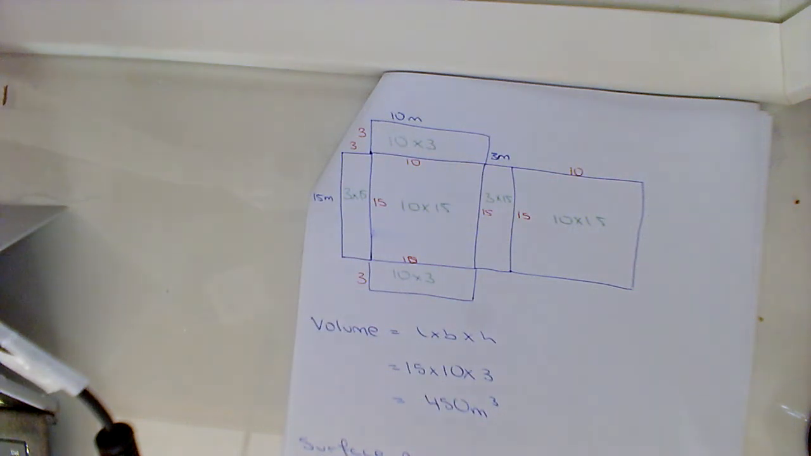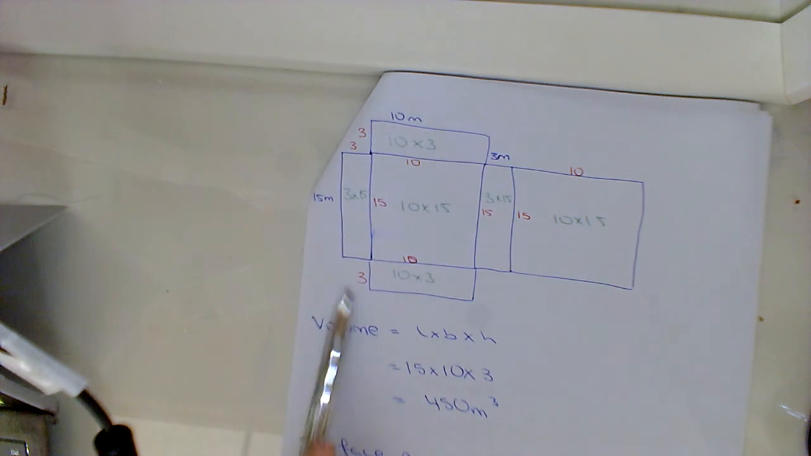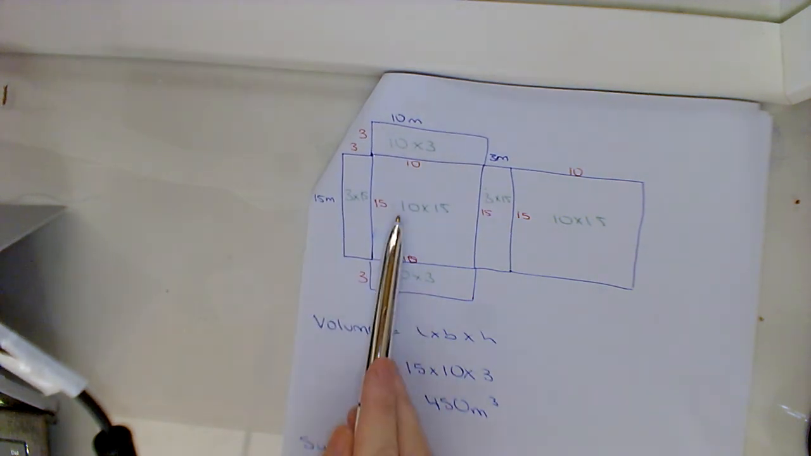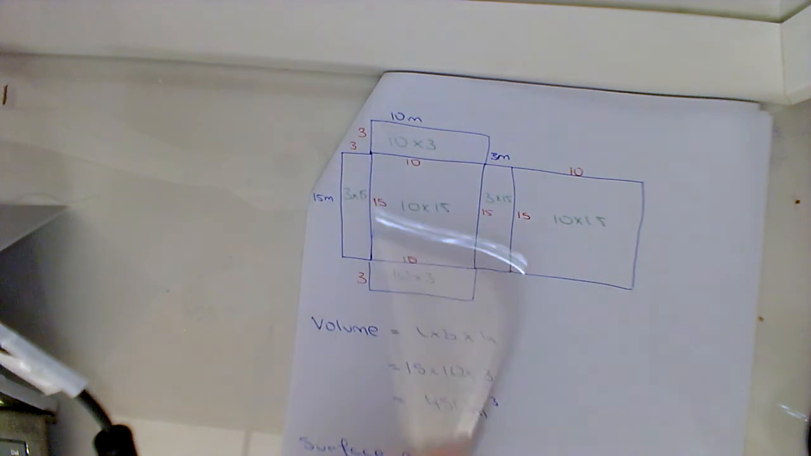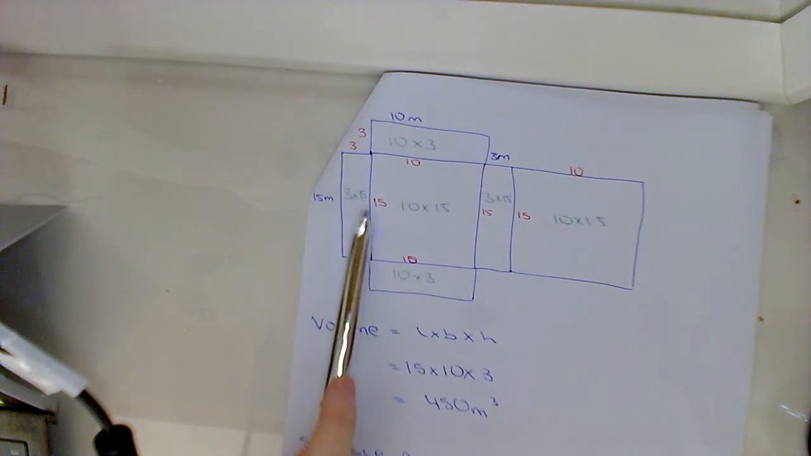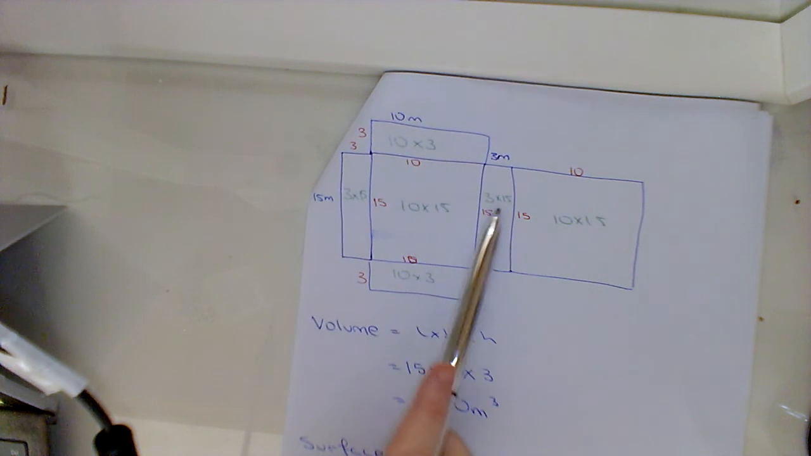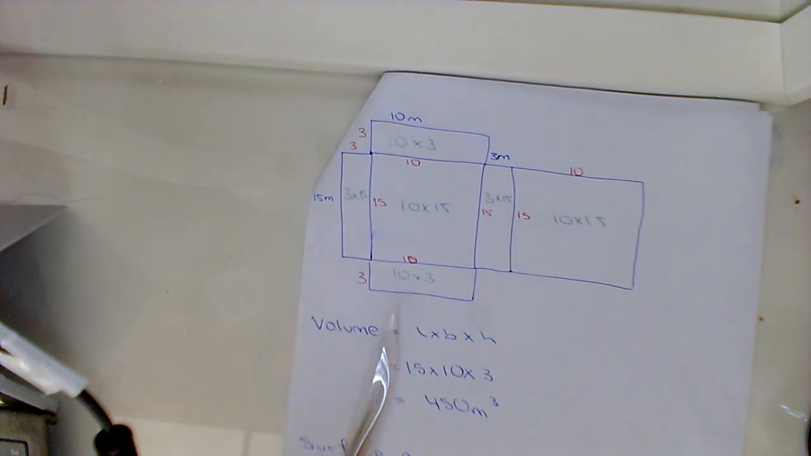And part 3, I'm given the 15, the 10, and 3. So opposite sides, this is 10, this is 10. This square here is the same as this square here because this is the bottom, that would be the top if it was folded over. These are the two sides, so they're the same, and this is the same as this. So this one here is 3 by 15. This rectangle is 10 by 15. This is 3 by 15, 10 by 15, 10 by 3, 10 by 3.